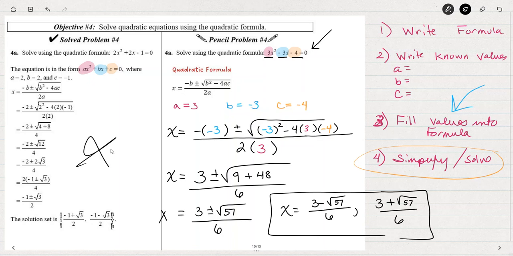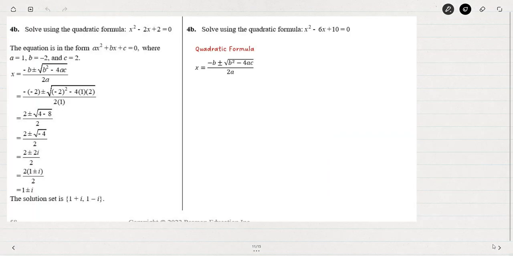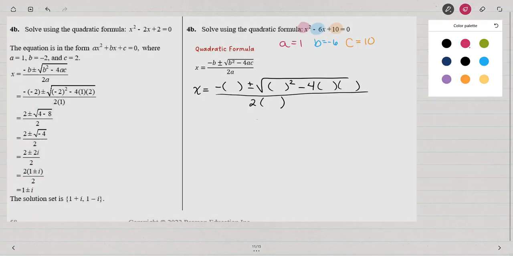Notice that here to the left there's another example done as well. You could use both of those examples to guide your learning. Let's try one more example of the quadratic formula.